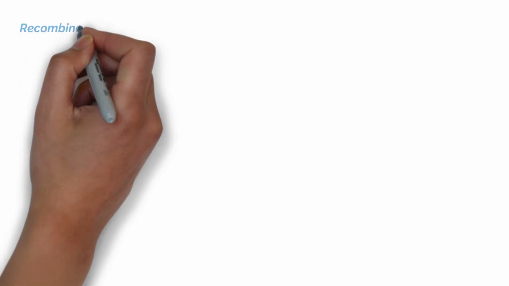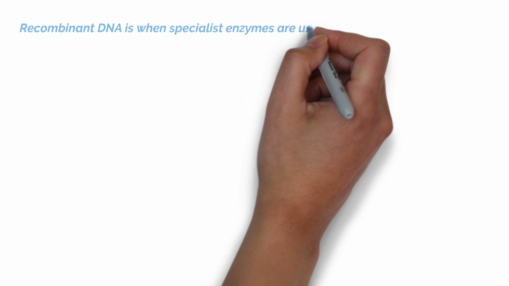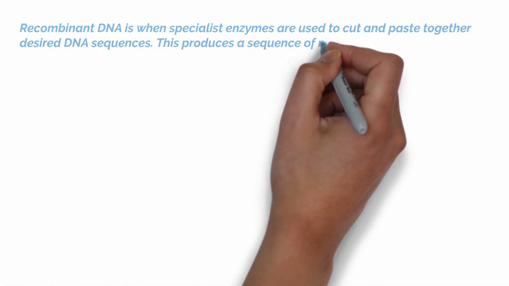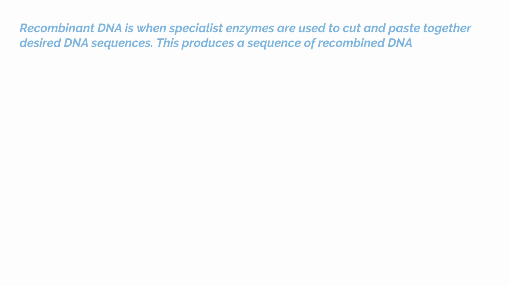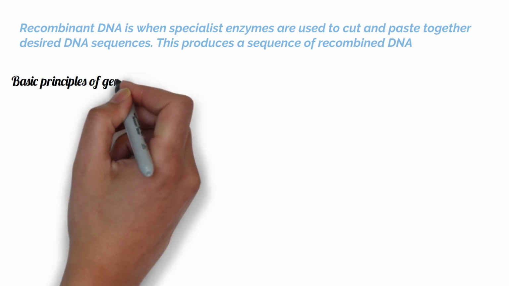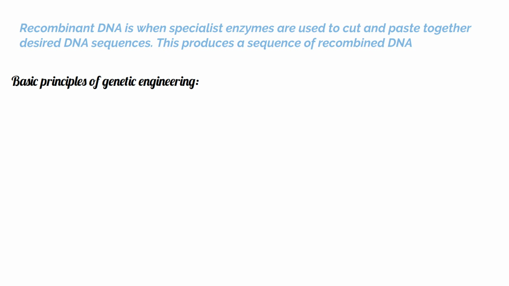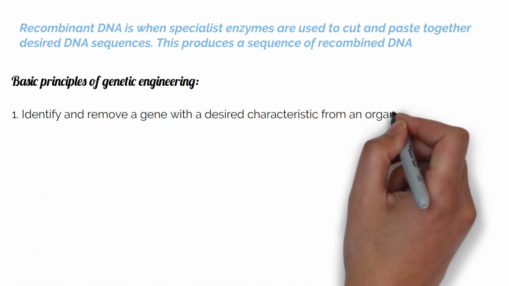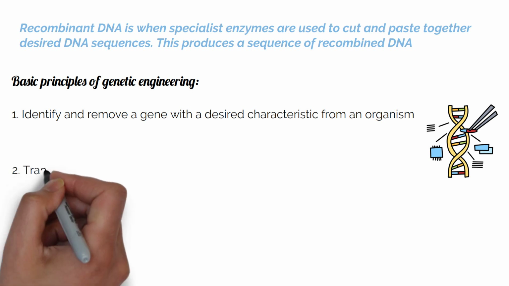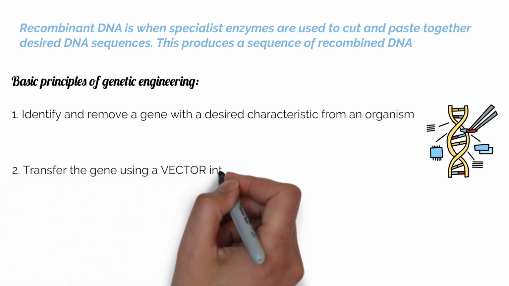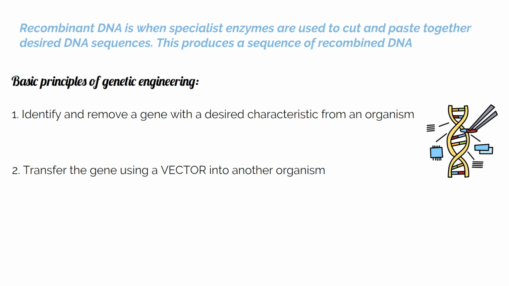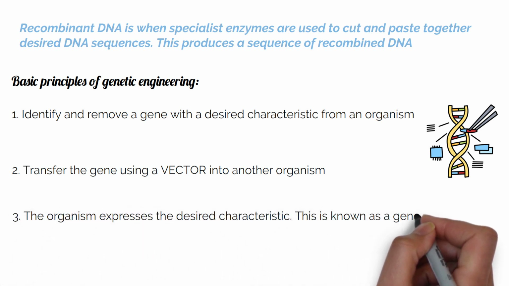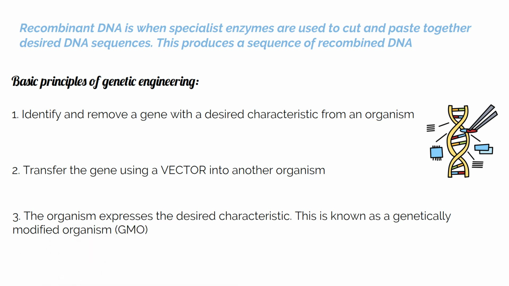Recombinant DNA is when specialist enzymes are used to cut and paste together desired DNA sequences. This produces a sequence of recombined DNA. The basic principles of genetic engineering are: identify and remove a gene with a desired characteristic from an organism. Transfer the gene using a vector into another organism. The organism expresses the desired characteristic. This is known as a genetically modified organism, or GMO.